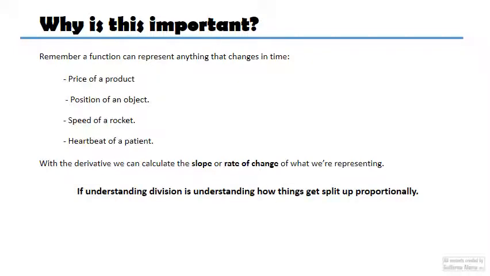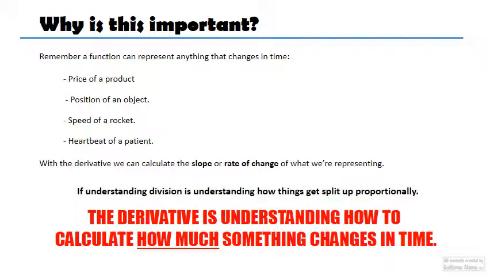So if you think about it, let's go back to something that you understood a long time ago, something like dividing. You know that dividing is like, hey, I have 3 apples divided between 3 people, and each person gets 1. It's just split up proportionally. Well, the derivative in one sentence is understanding how to calculate how much something changes in time. And that's all it really is. And that's important because we live in a changing world.